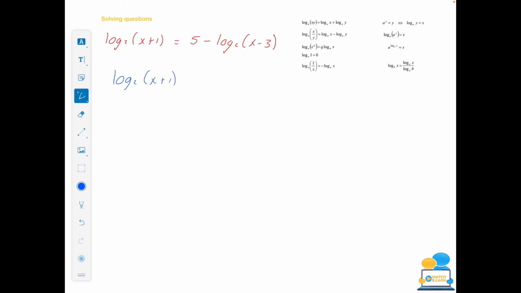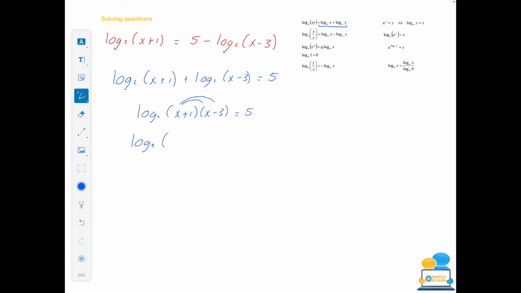So I'm going to bring this over here and it'll change to a plus. That'll be log to base 2 of x plus 1 plus log to base 2 of x minus 3 is equal to 5. Now this matches up perfectly with rule number 1. We have two logs with the same bases being added together, which means we're going to multiply the bits that come after the logs. So it'll be log to base 2 of x plus 1 multiplied by x minus 3 is equal to 5.